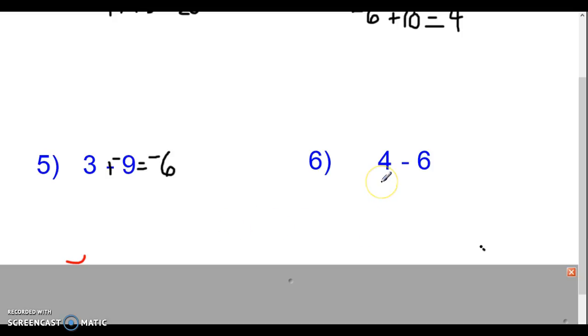Okay, we have one more over here. 4 minus 6. So I'm going to add the opposite. The opposite of 6 is a negative 6, so 4 plus negative 6. Does 4 or negative 6 have a greater absolute value? 6 has a greater absolute value, therefore my answer will be a negative. And then I'm going to think subtraction. 6 minus 4 is 2. So 4 plus negative 6 is negative 2, and 4 minus 6 is also negative 2.